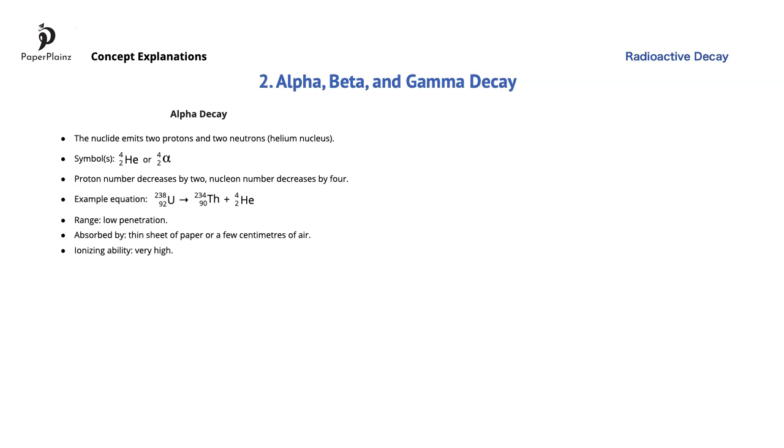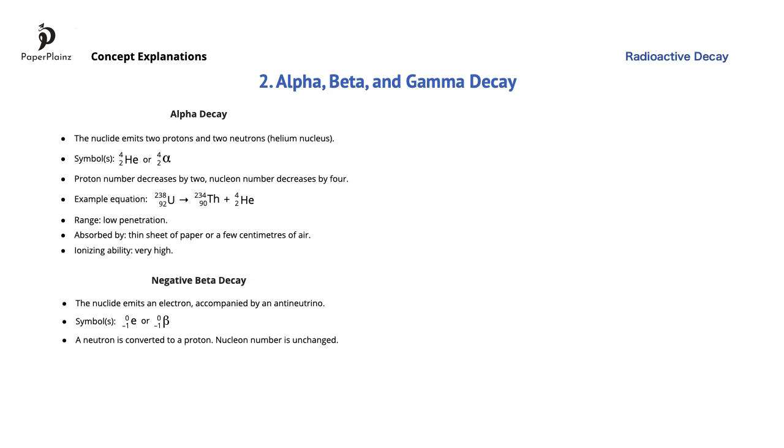Next, let's discuss negative beta decay. During negative beta decay, the nuclide emits an electron, which is accompanied by an antineutrino. We will learn more about neutrinos and antineutrinos in subtopic 7.3. Here are the 2 symbols that we use for a negative beta particle.